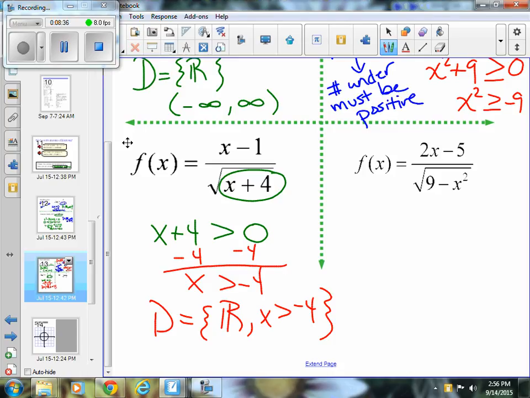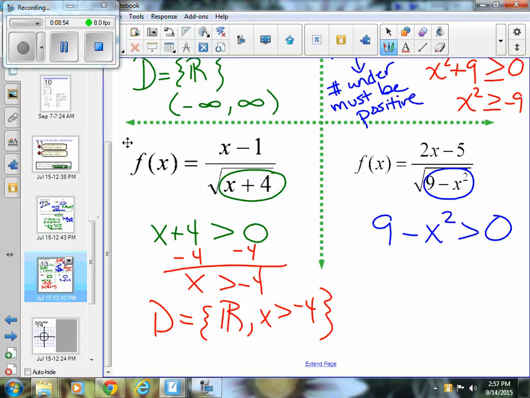All right, so let's finish up with one more of those. Take a look at this last one. So again, I have an expression under a radical that has to be positive. So 9 minus x squared is going to have to be greater than 0. And once again, it's not equal to 0 because it's in the bottom. We can't divide by 0. So guess and check. Think of some numbers that will work.